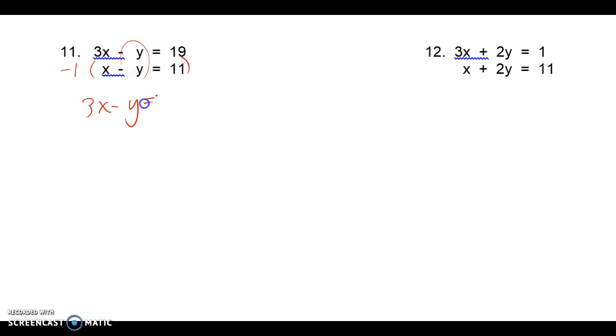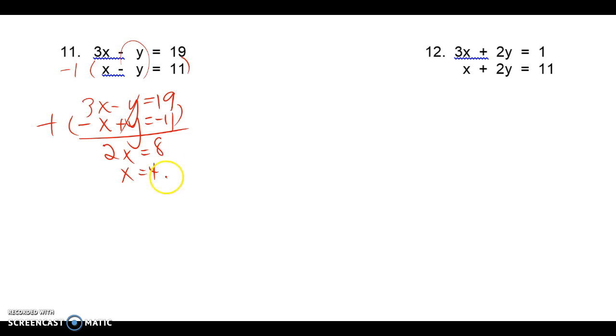So here's the first equation. Second equation will look like this, right? So when I add these together, the y's will be eliminated. So 3x minus x is 2x. 19 minus 11 is 8. Should be x equals 4.